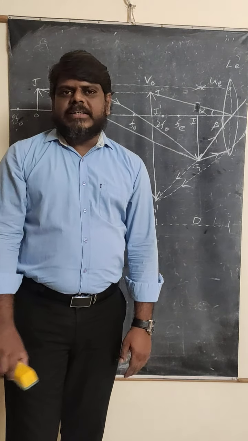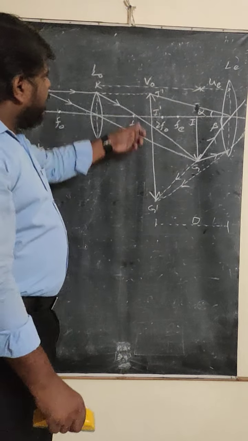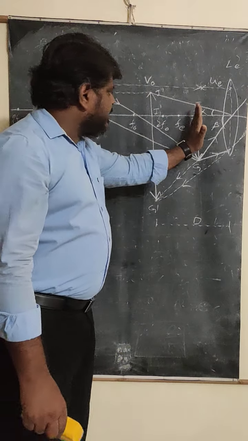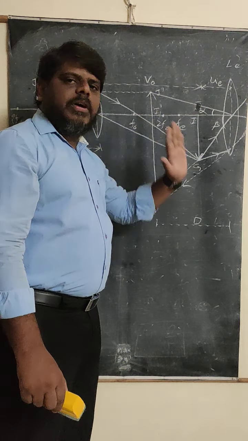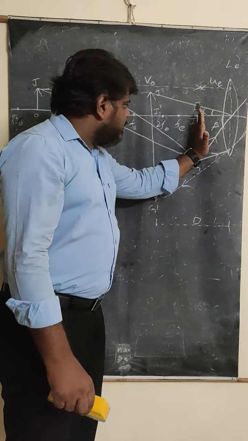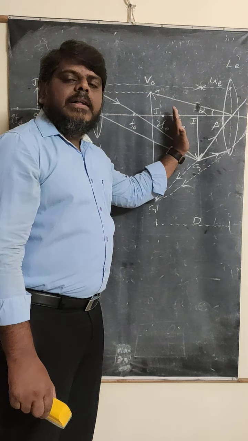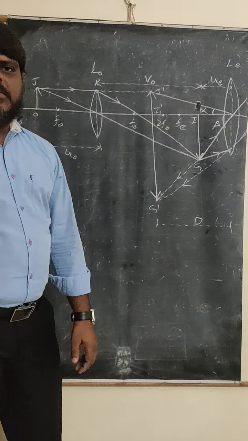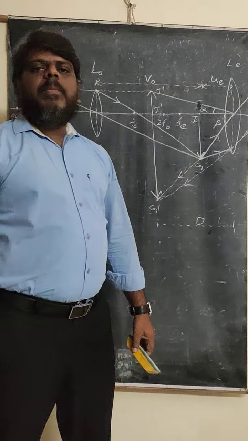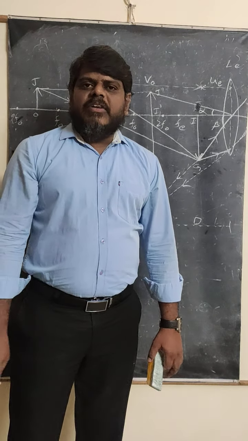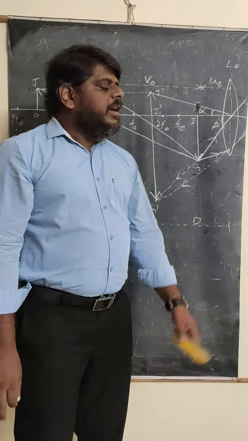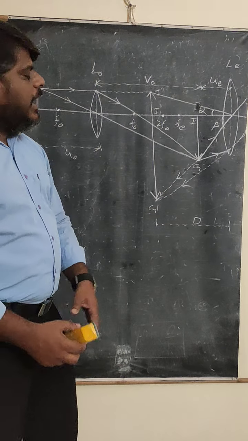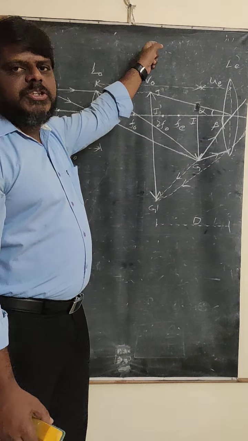Next is the far point adjustment. Again, we adjust the rack and pinion screw in such a way that the image is produced exactly at the focal point of the eye lens. When this image is produced exactly at the focal length, the final image is produced at infinity. That is called the far point adjustment. So the near point adjustment and the far point adjustment depend on the adjustment of the rack and pinion screw.